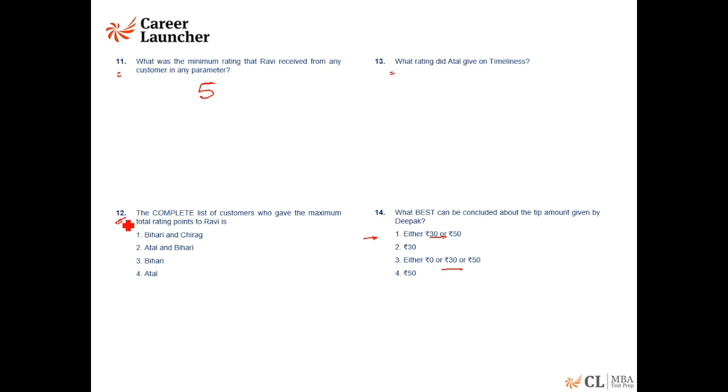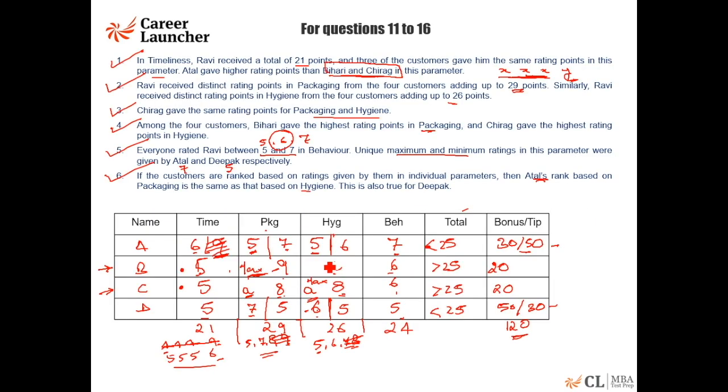Question 12. The complete list of customers who gave maximum total rating points to Ravi. Okay. So rating points to Ravi maximum. These A and D are less than 25, so we need not worry. What is the total for B? 6 plus 7, 13. 13 plus 4, 7 plus 6, 13. 13 plus 14, 27. This is 27.